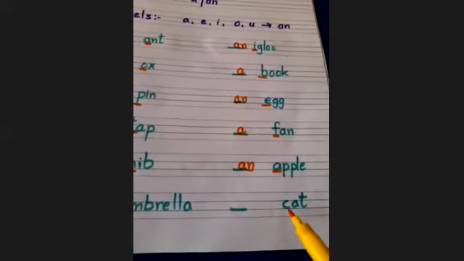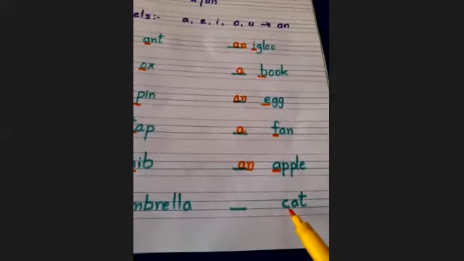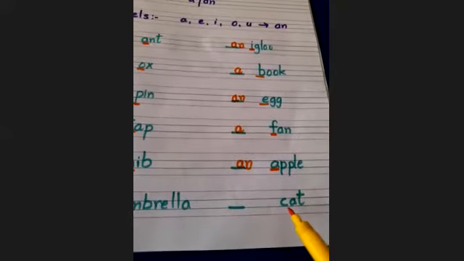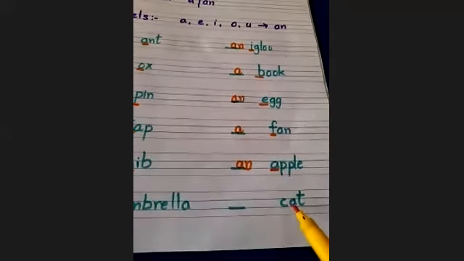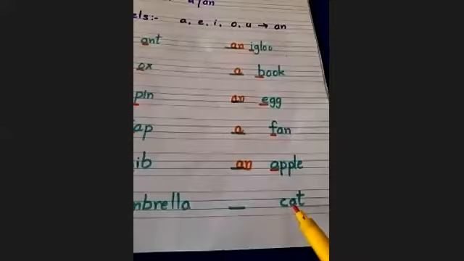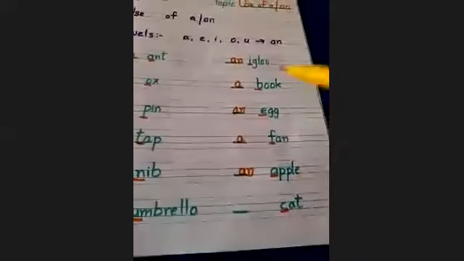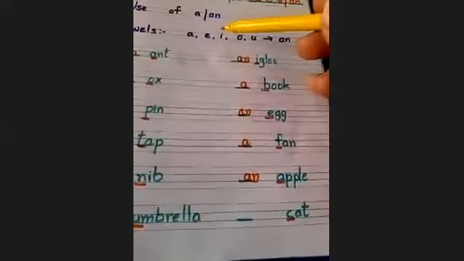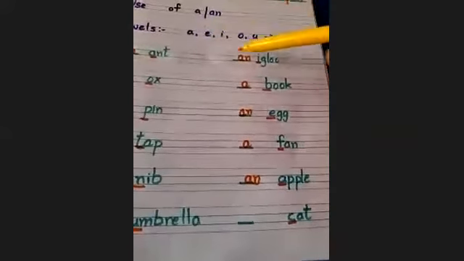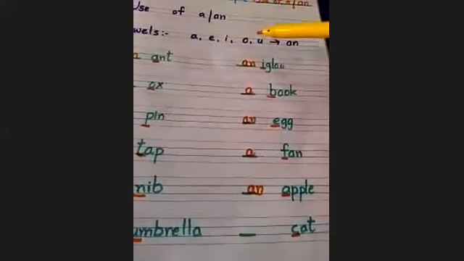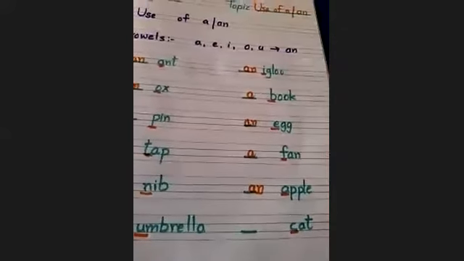Next word is C, A, T, cat. First letter is C. C is not a vowel. Look carefully, C is not among them. A, E, I, O, U. These are five vowels. C is not a vowel, so we will write here A.